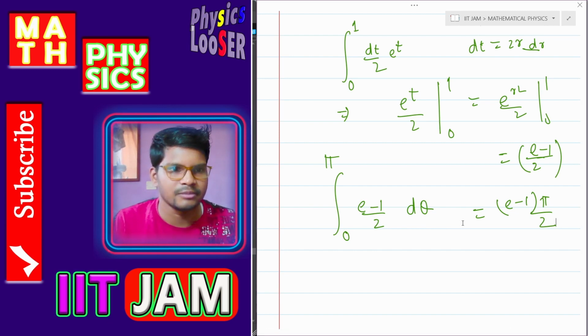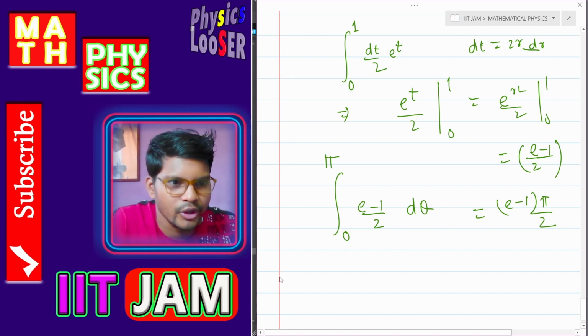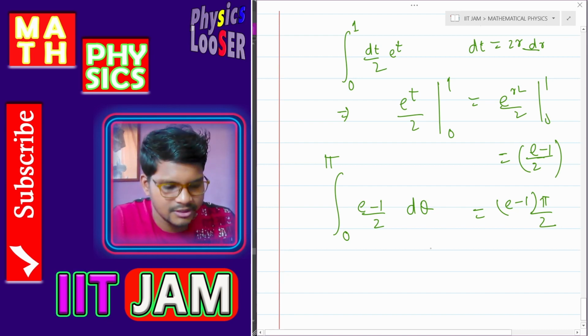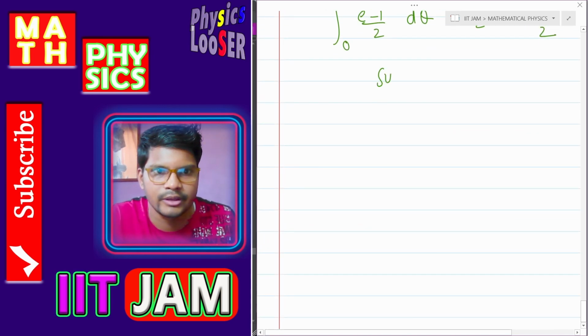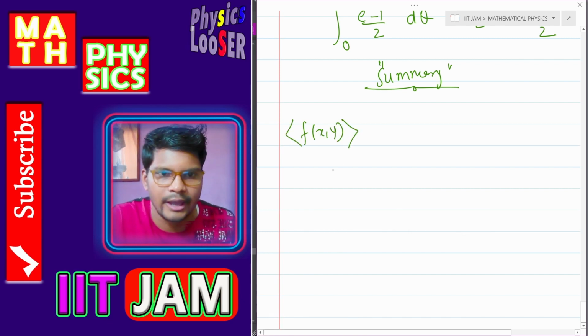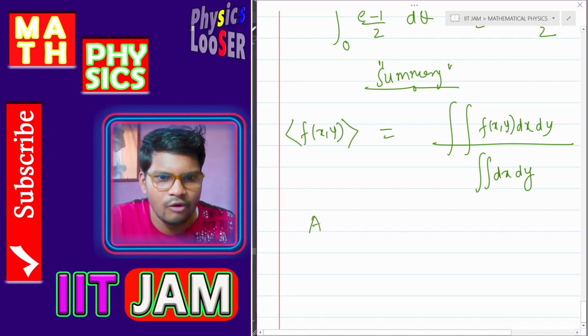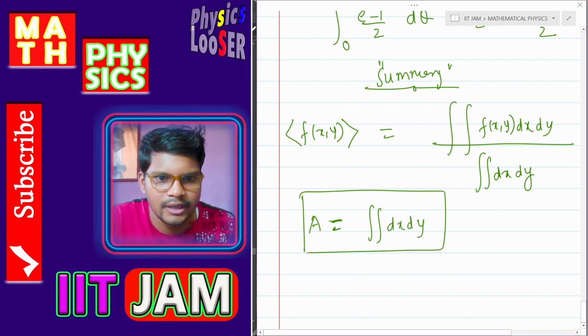When you try to change something from one coordinate to another coordinate, you have to first think what is going on, what are the important variables. So I'm going to summarize everything, because there is so much we have already seen in this video. The summary is that if any function depends on x and y, two variables, and we try to find the average, just take an integral in dx dy and do the area integral over this region. Now the area of any region is given by dx and dy, understood?